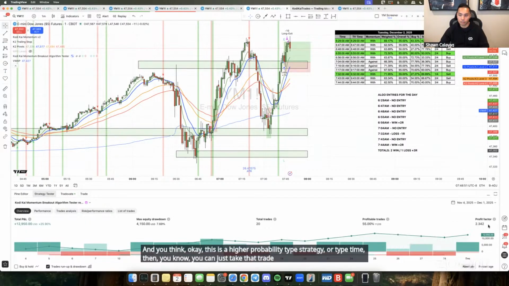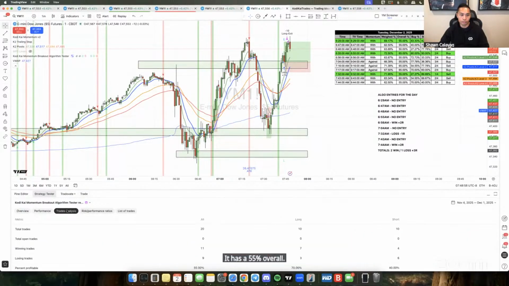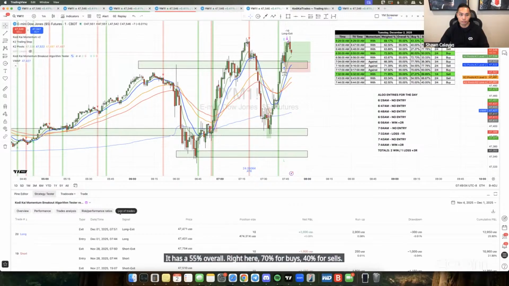The profit factor on this one's actually really good. It's at 2.342. It has a 55% overall win rate, 70% for buys, 40% for sells. I mean, the longs on this look like they play out pretty nice. Let's see the list of trades here.